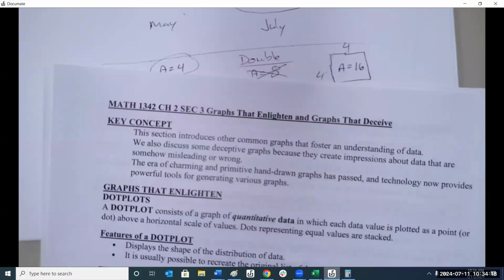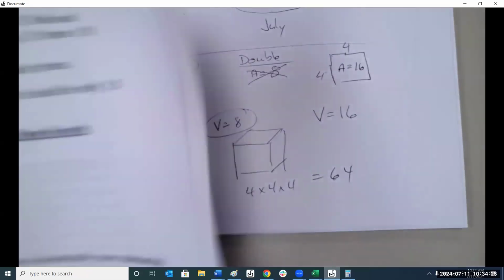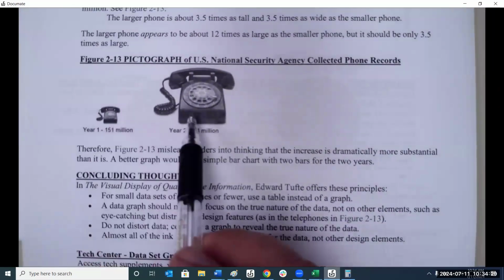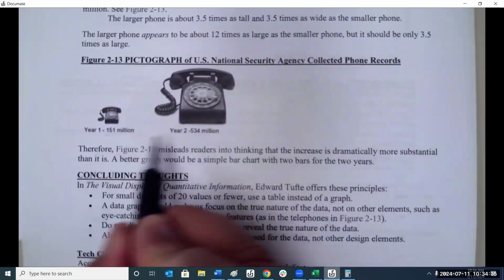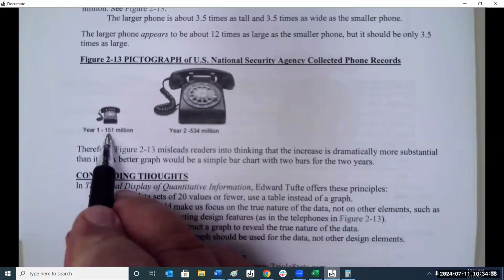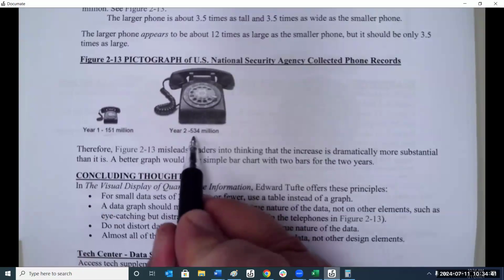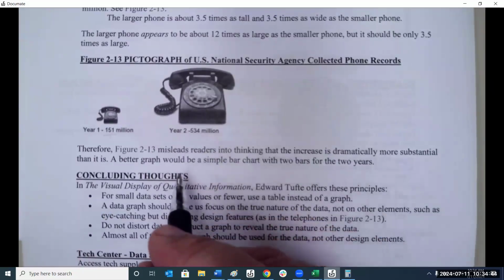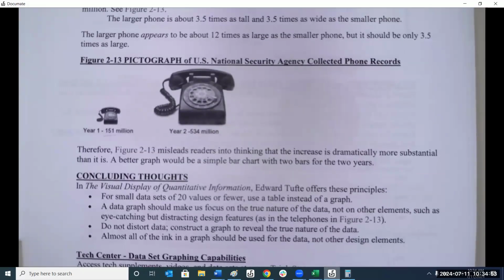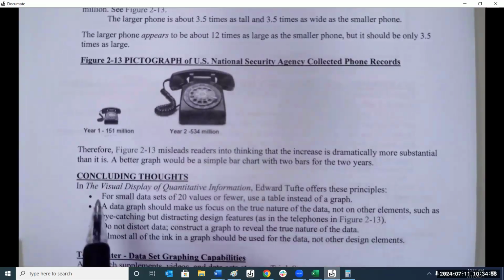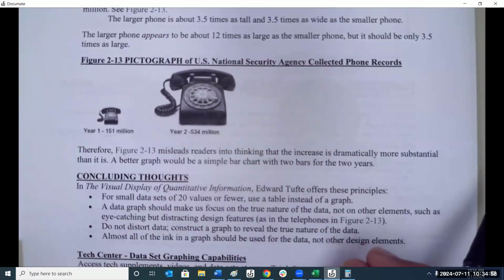Make sure that you re-register for this course in summer 2 on Remind. Don't carry forward. So what it says here, the problem with this is, does this phone look twice as big, 3 times as big, 4 times, or 3.5? If we look at the numbers, 151 as opposed to 534, it's 3.5 times bigger. So again, use pictographs only for simple things. And if you have something like this, don't believe it because you can't really measure how big it really is.